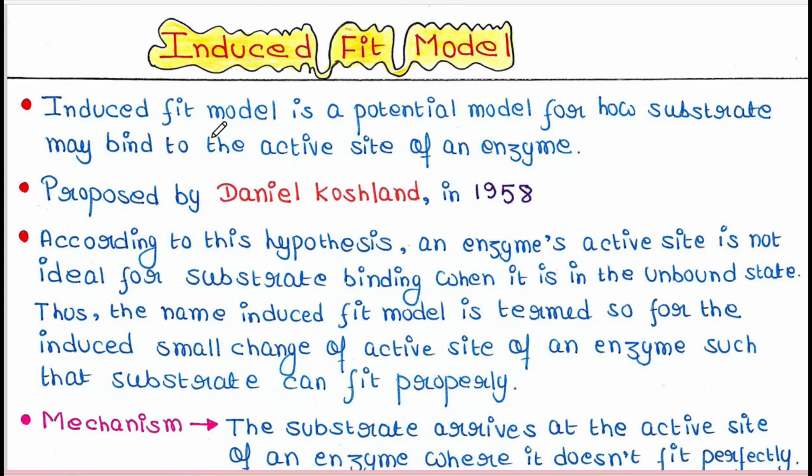So basically, the induced fit model is a potential model for how a substrate may bind to the active site of an enzyme. This model was proposed by Daniel Koshland in 1958.